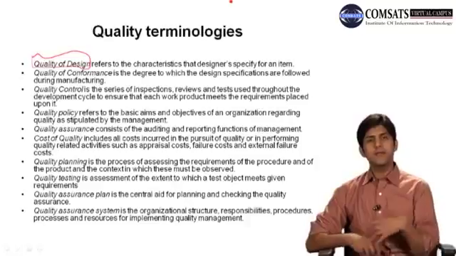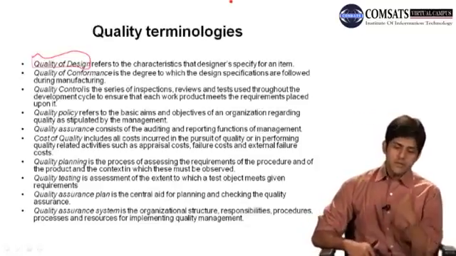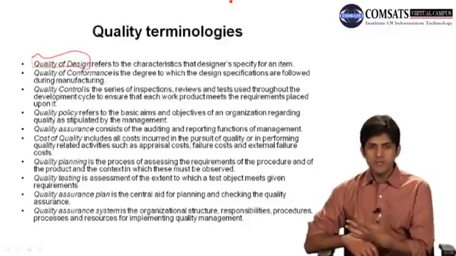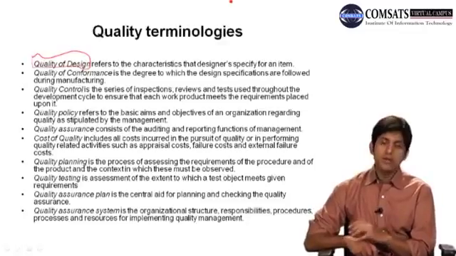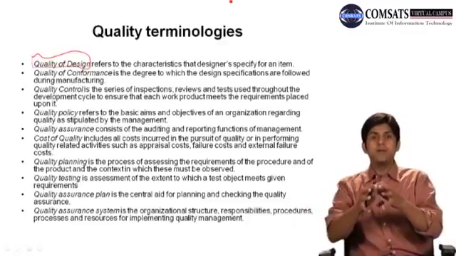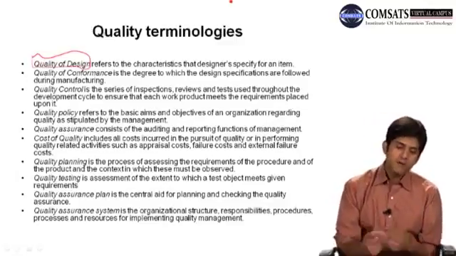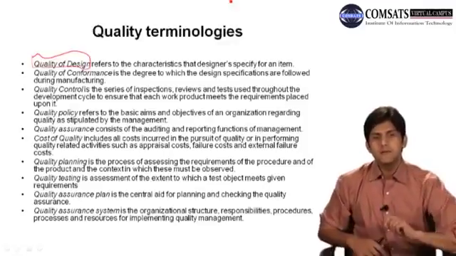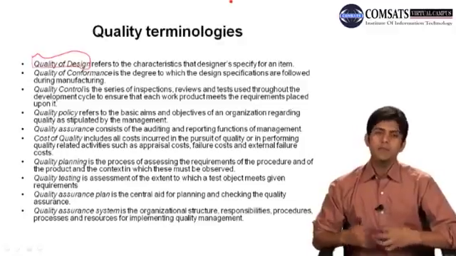Then another thing that you can have is quality assurance system. So quality assurance system is the organizational structure, responsibilities, procedures, processes and resources for implementing quality management. So anything that is part of ensuring quality or assuring quality, that is part of this quality assurance system. So you can see that all these terms, they are in place in all the companies at maybe different levels.